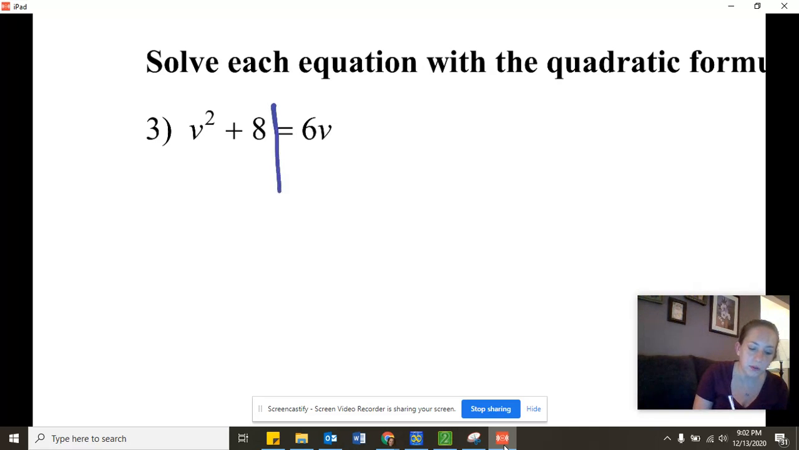So I want to make it equal 0 first, okay? Because if it already equals 0, you're good to go. But if it doesn't equal 0, you have to do that first. So I'm going to draw a line down because I'm going to get rid of everything on the right side. So I'm going to subtract 6b.